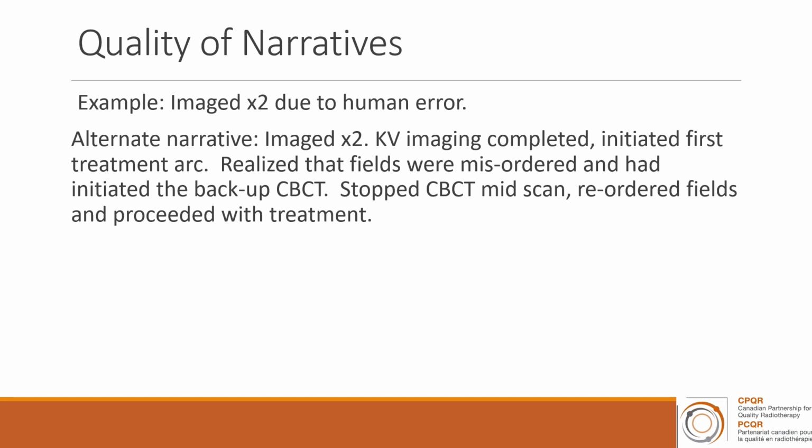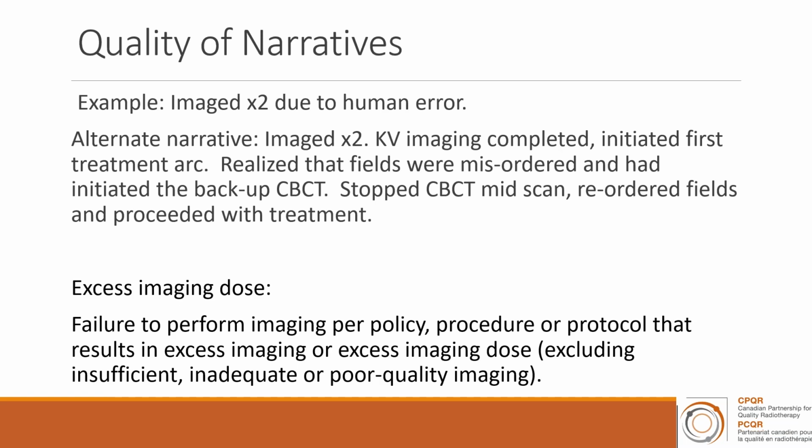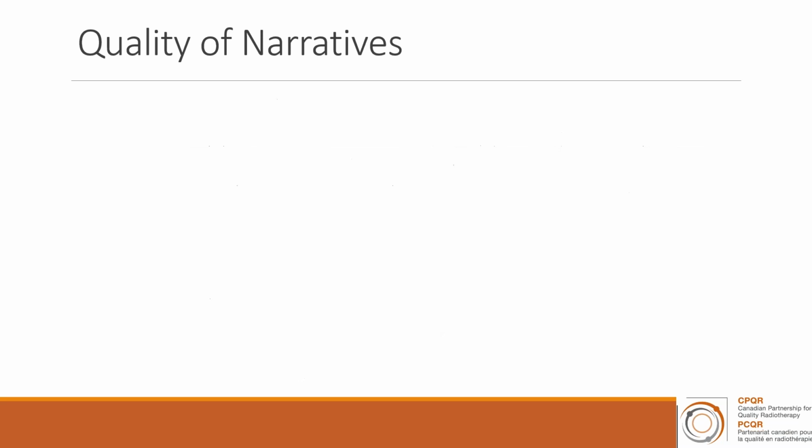Or we could say: image times 2. When the KV imaging was completed, we initiated the first treatment arc. Realized that fields were misordered, and had initiated the backup cone beam CT. We stopped cone beam CT mid-scan, reordered the field, and proceeded with treatment. Again, excess imaging dose. They gave more imaging than needed because they didn't follow protocol. They had actually, by accident, initiated the cone beam CT when they were finished their KV imaging.